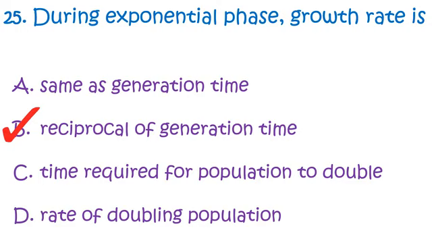During the exponential growth, the growth rate, that is the number of generations per hour, is the reciprocal of the generation time. Growth rate is the slope of the straight line obtained when the log number of cells is plotted against time.